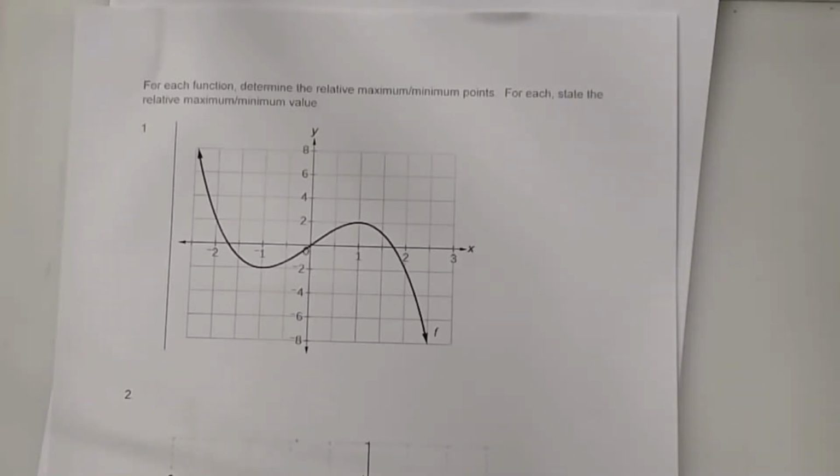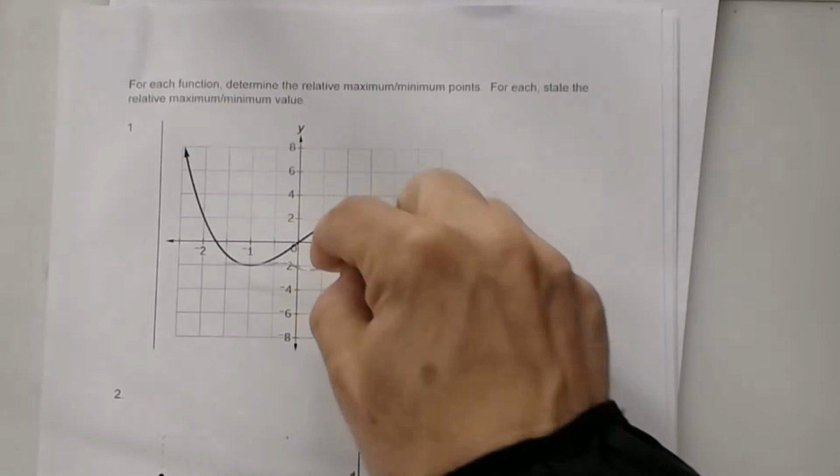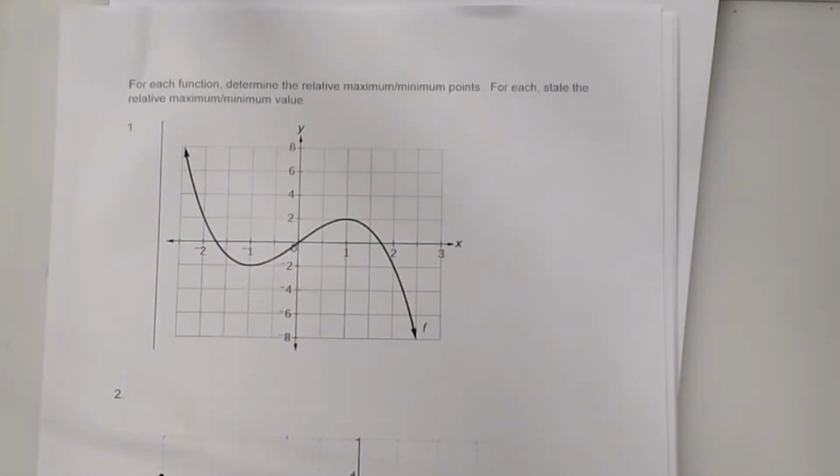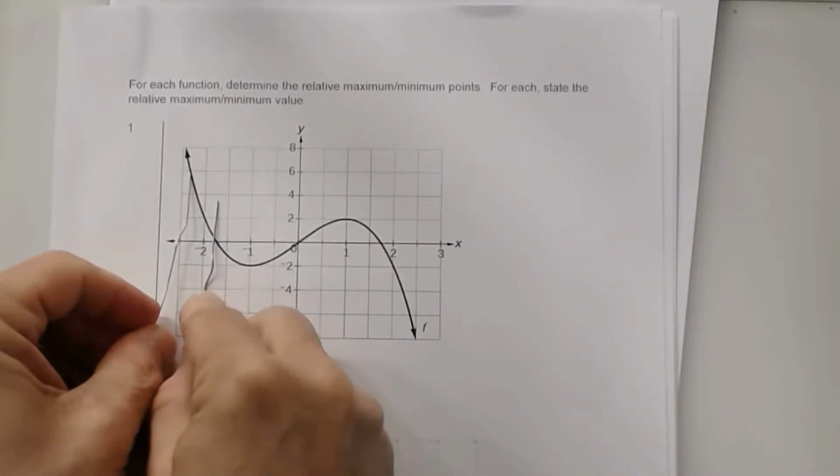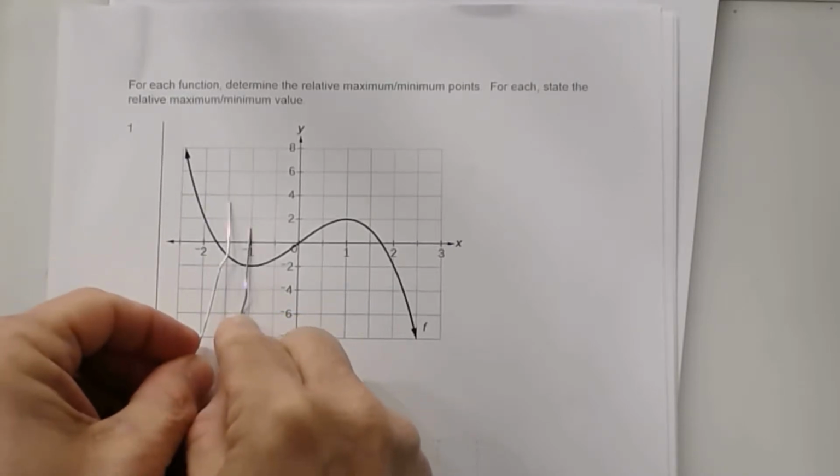All right, when we talk about relative maximum, relative minimum point, let's talk about the idea of a point. You know what points are? A point has an x-coordinate and a y-coordinate, right? So when we talk about relative, we're talking about a localized area.